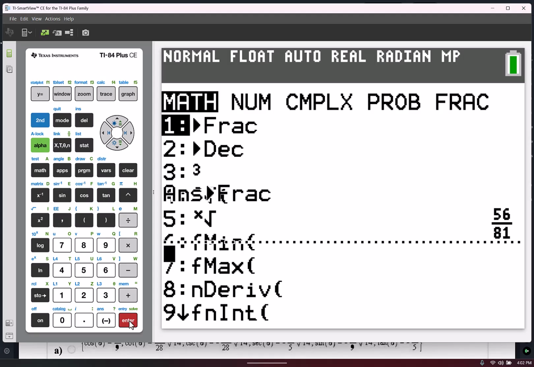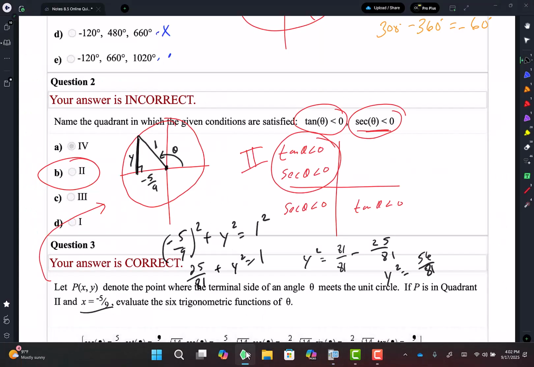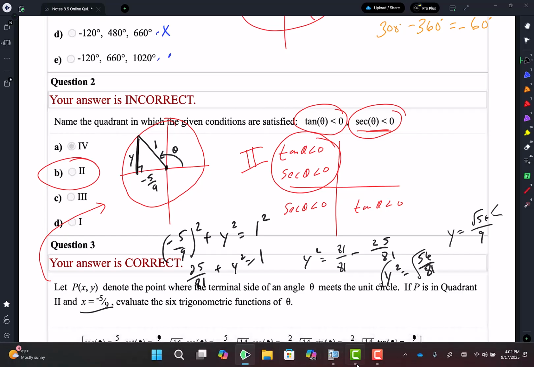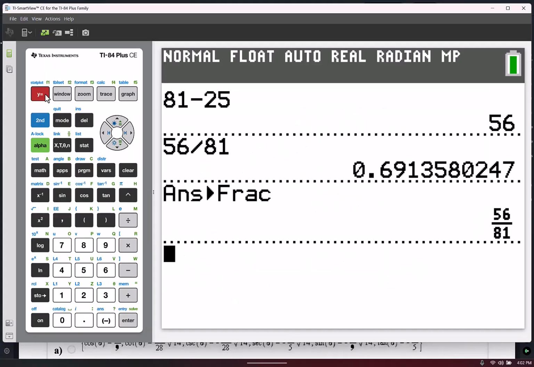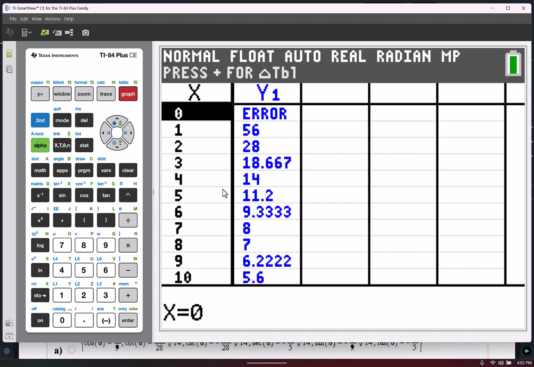I'm going to take a square root because I want y. Y equals the square root of 56 over 9. Now 56 is 9 times, what's 56? 8 times... why am I having a bad day today? 56 over x, second table. All right, perfect square root.